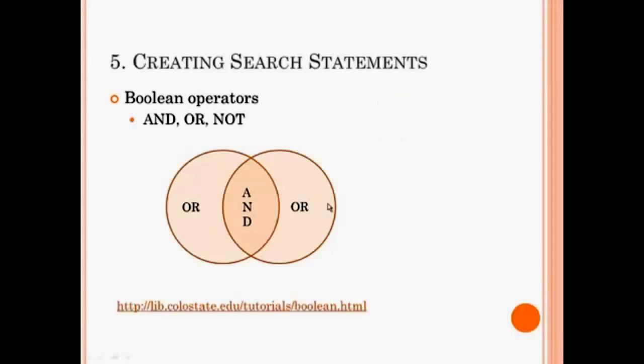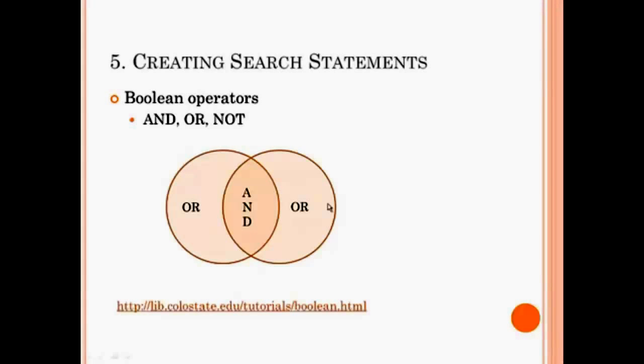So OR gives you more results. We've got a choice there between the two different things. It can meet either qualification. AND gives us fewer results because it has to meet both qualifications. And if you don't understand that, there's a little tutorial link below that you can enter, and it's a good tutorial from Colorado State. It takes you through Boolean operators. I suggest that you do that. NOT, of course, is just something that doesn't include either AND or OR.